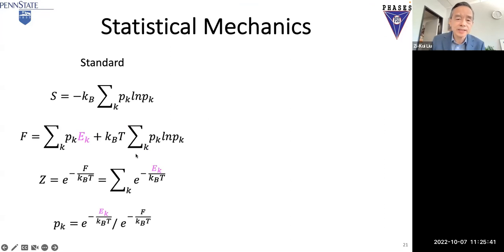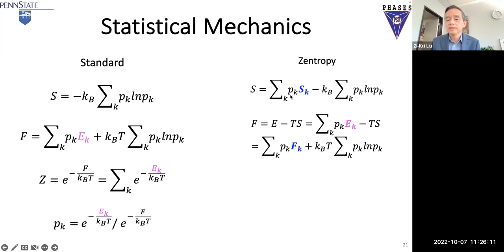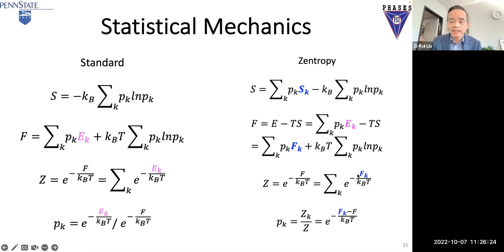Okay. All right, so now let's look at the standard statistical mechanics. And we got this E_k, right? F equals E_k here. So this applies to a pure quantum state, with zero entropy for each configuration. But if it is not, if each configuration has its own entropy, then we have to change it. We have to add the entropy of each configuration with a probability in front of it. Then we also get a free energy. We would have F_k instead of E_k because each configuration has its own entropy. Then our partition function is all different: instead of E_k, it is F_k, and then it is a P_k.